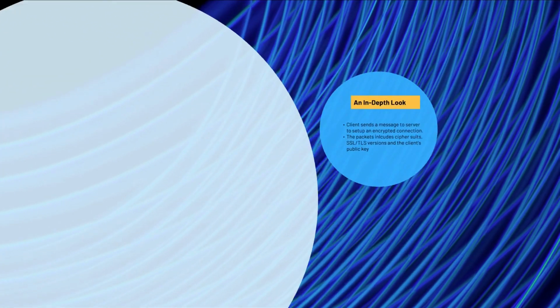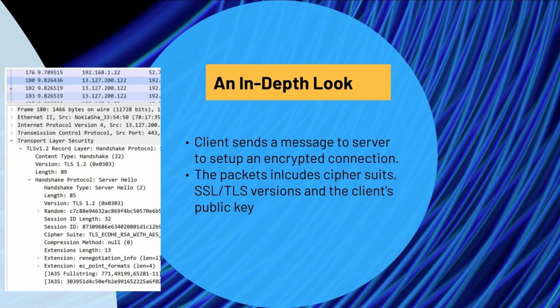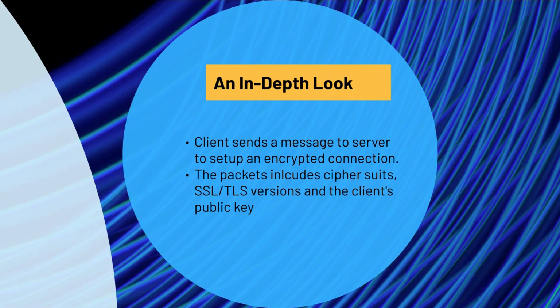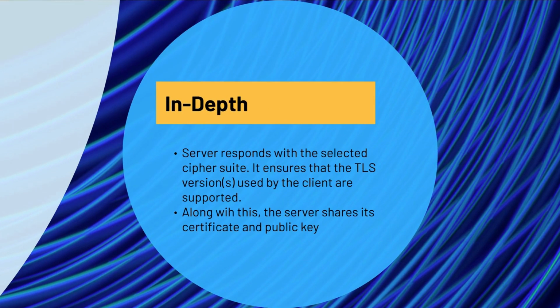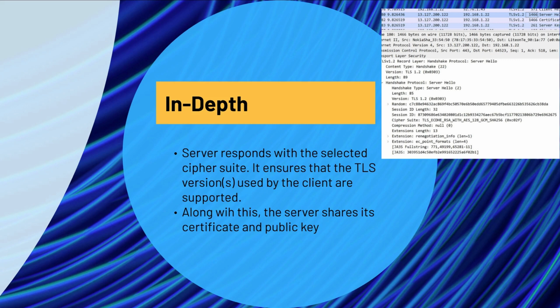Now, what I've observed: the client sends a message to the server to set up an encrypted communication. The packets include cipher suites, SSL and TLS versions, and the client's public key. Now, the server side responds with the selected cipher suite. It ensures that the TLS version used by the client is supported. Along with this, the server shares its certificate and public key.